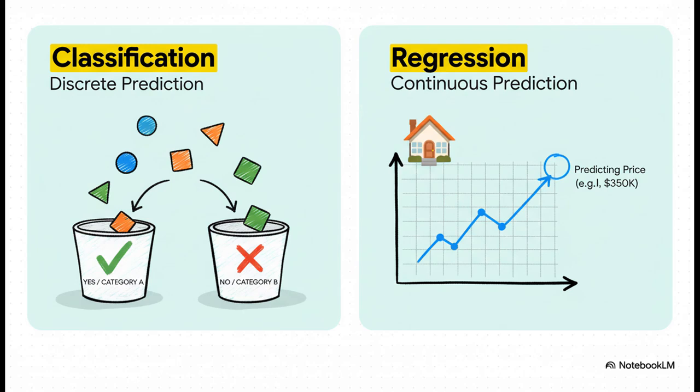Now, this whole approach is perfect for two main kinds of problems. First, you've got classification. That's all about sorting stuff into buckets. Is this email spam or not spam? Simple. The other is regression, and that's when you're trying to predict a specific number. What's this house going to sell for? What's the temperature going to be tomorrow?